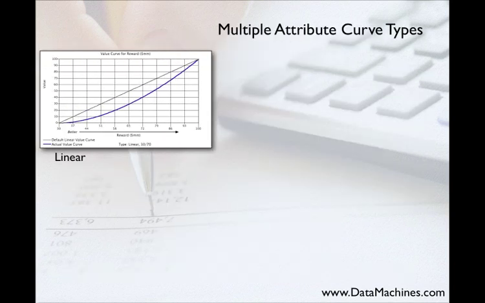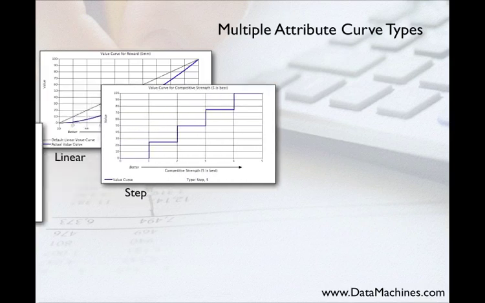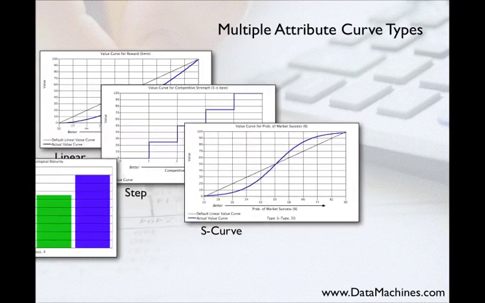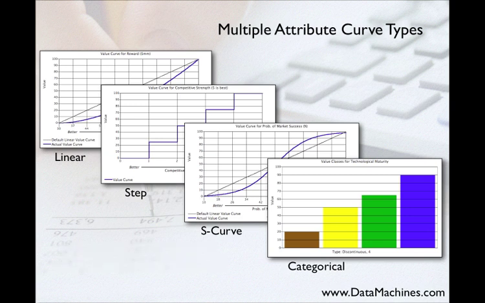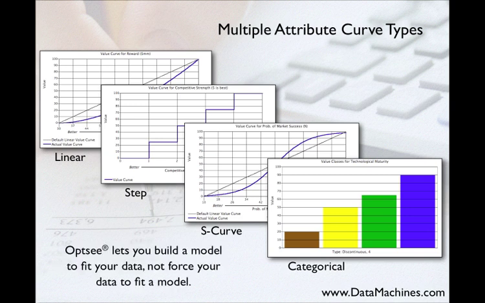You can easily choose from many different curve types such as linear, step, and S-curves. You can also use categorical data such as high, medium, low, or excellent, good, fair, and poor, whatever you want. With Optsee, you fit your model to the data. You don't have to force the data to fit your model.